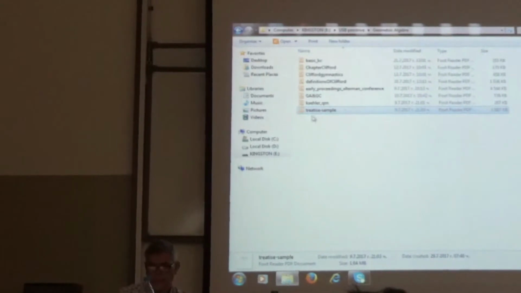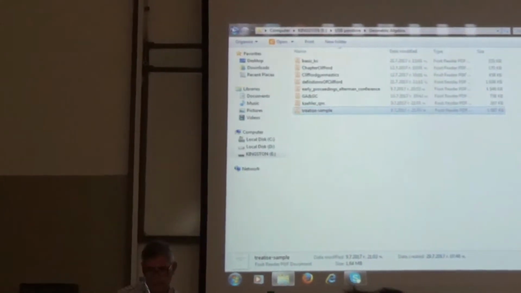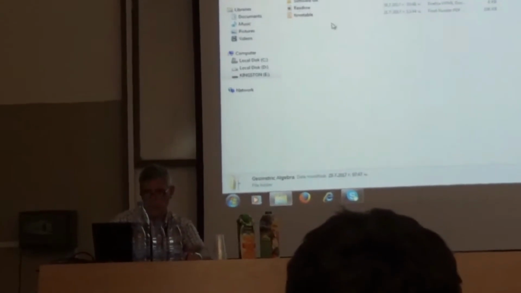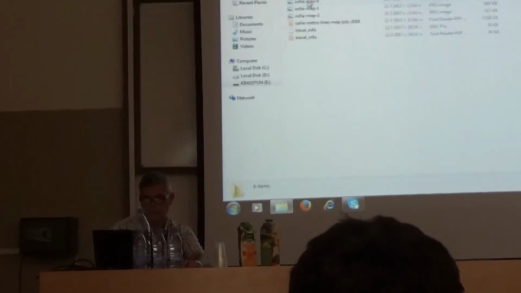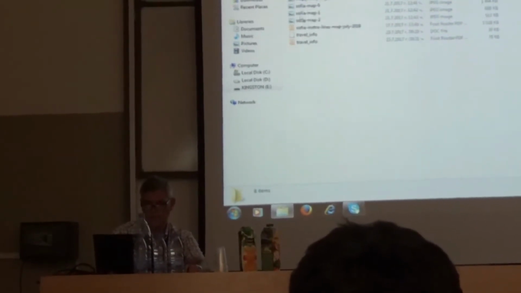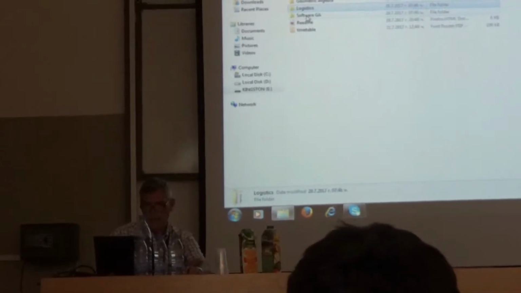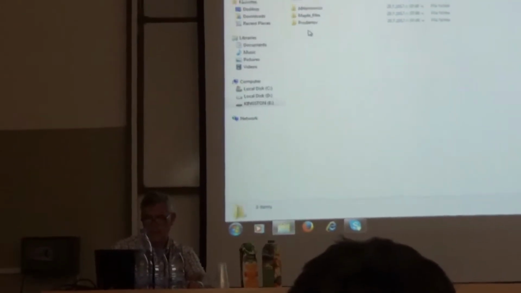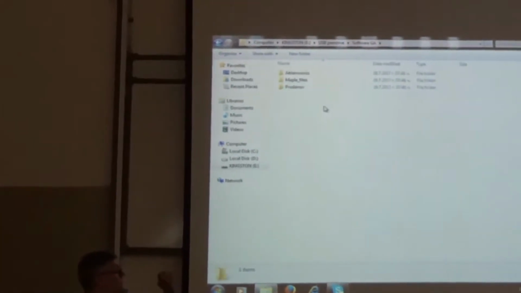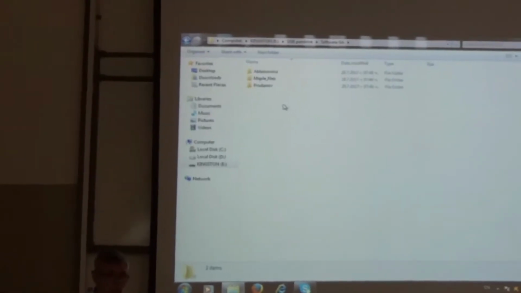Okay. Then this is about the subject of geometric algebra. We have here logistics, some maps of Sofia, travel info and so on. And this is a folder with some information about software.